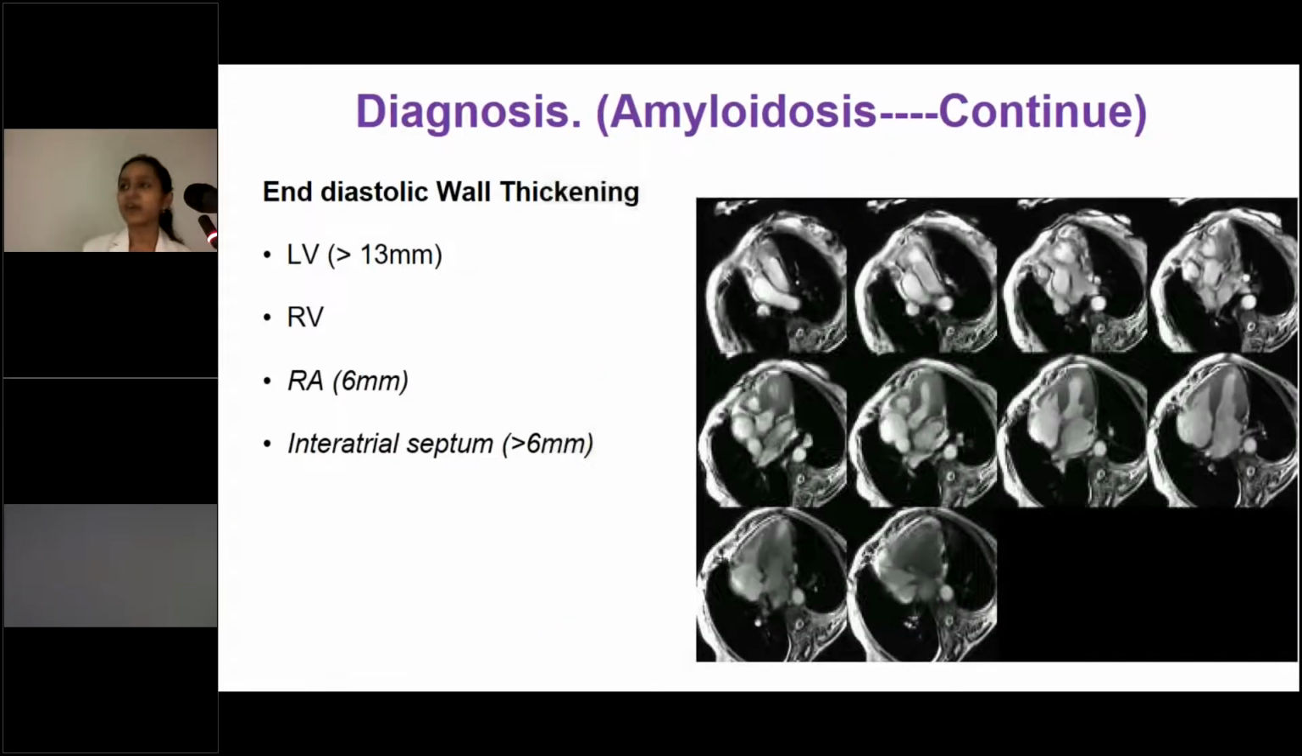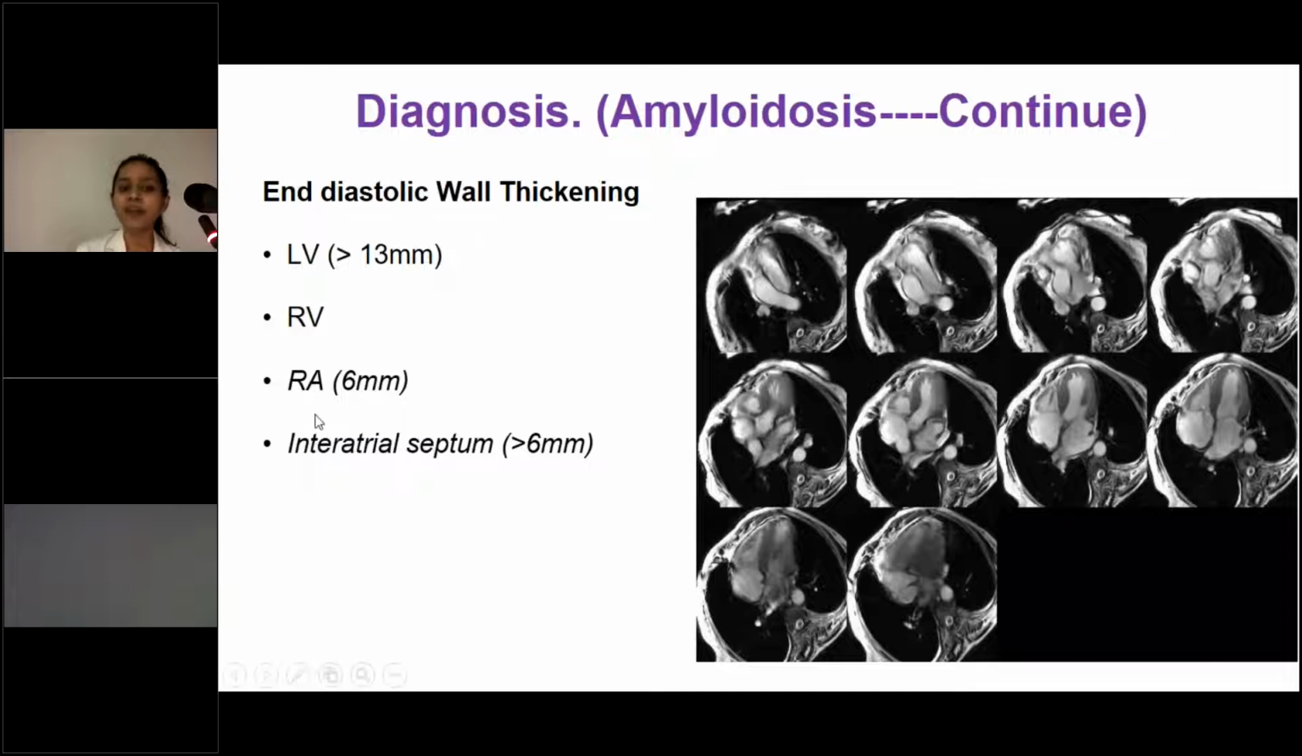Now, echocardiography is first performed in these patients, which shows the left ventricular wall thickening. But this can be confused with a number of other conditions, like the more commonly seen hypertensive cardiomyopathy, which will also show left ventricular hypertrophy.